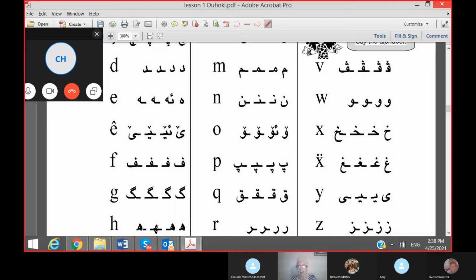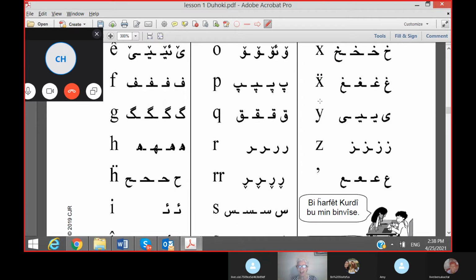There you go. And then the X with two dots on it is made exactly the same way, the same location in your throat, but you put voicing with it instead. And if you know German, it's similar to the R in German. So it's like spitting, but it's got voicing. It's not a very common letter, but you do need to learn it.